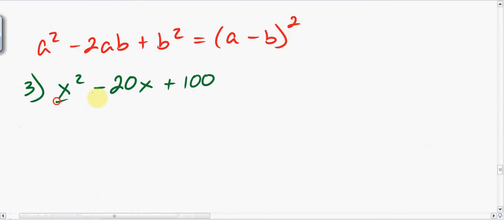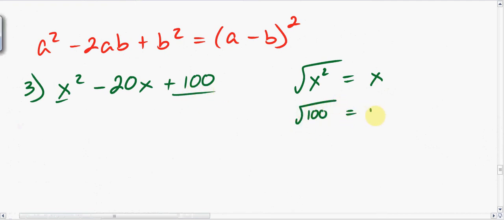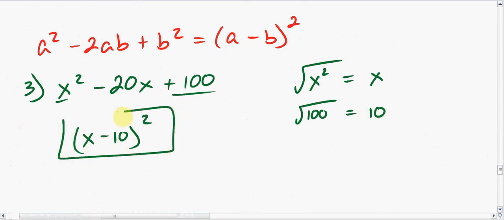So again, you want to look at your terms. Say, oh, okay, I've got x squared. What's the square root of x squared? That's x. I also have 100. We looked at that before, and we all know that square root of 100 is 10. And I notice I have a minus here, a plus here, so it can be factored into the form a minus b squared. So I've got x minus 10, x and 10, x minus 10 squared. There's my answer.